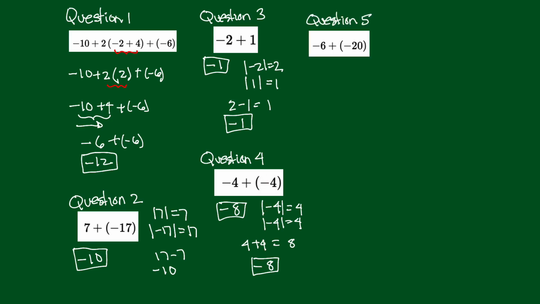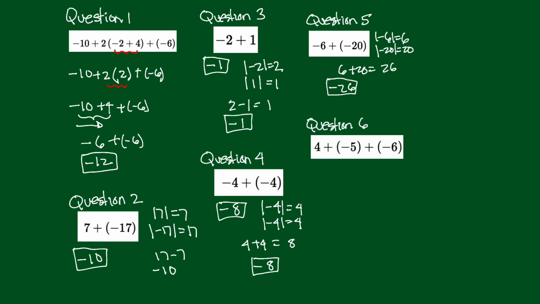Question 5, we've got to add negative 6 and negative 20. Now, I've got two numbers with the same sign. They're both negative. I'm going to add them. So I'm going to take their absolute values. The absolute value of negative 6 is 6. Negative 6 is 6 units away from 0 on the number line. The absolute value of negative 20 is 20. So add those together, 6 plus 20, that'll give us 26. Now affix the common sign. They're both negative. So the rule for adding two numbers with the same sign is to add their absolute values and then put on the common sign. So I'm going to get negative 26.